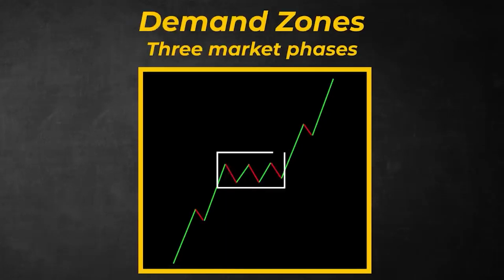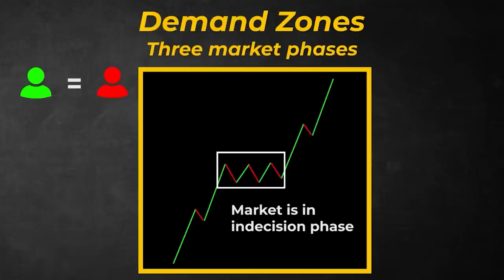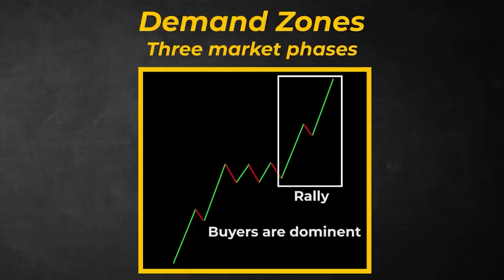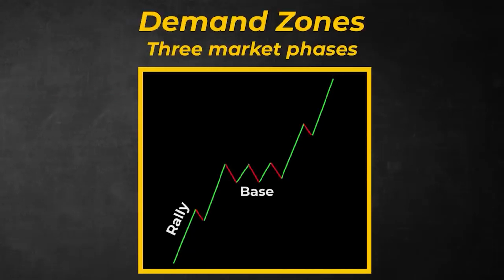The second phase consists of a ranging market structure in which the number of buyers and number of sellers are almost equal, which means currently the market is in an indecision phase, and this phase is called base. Then in the third phase, the market again moves impulsively in the bullish direction, showing the dominance of buyers, and this phase is called the rally. So this is the market structure of a rally, base, rally demand zone, and the zone will be drawn at the boundaries of the second phase or the base region. As you can see, the high of this base is the high of the demand zone, and the low of this base will act as the low of our demand zone.